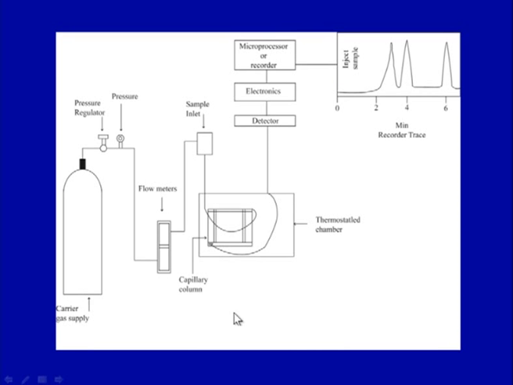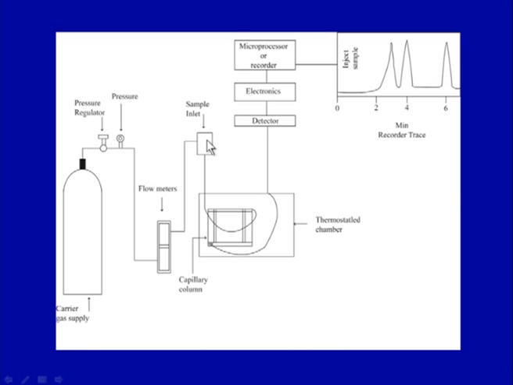Now, in this diagram, if you can see on your screen, it is a schematic of a gas chromatograph, and it very nicely depicts the different components. If you see from the start here, this is the carrier gas supply in a tank or cylinder. This carrier gas is supplied from this tank, and as it goes through the tubing, there are pressure regulators, pressure meters, and flow meters which can regulate the flow.